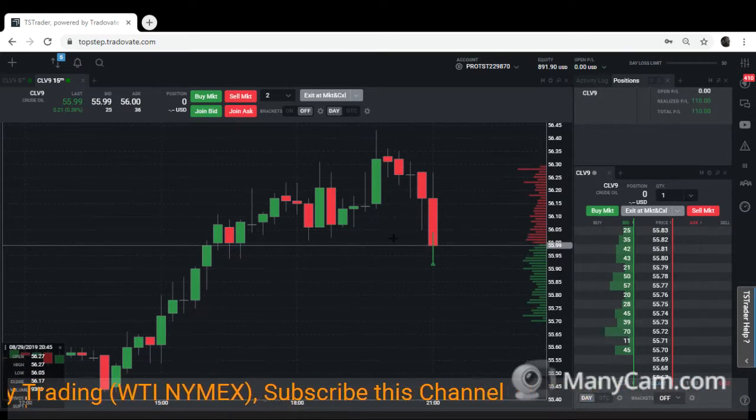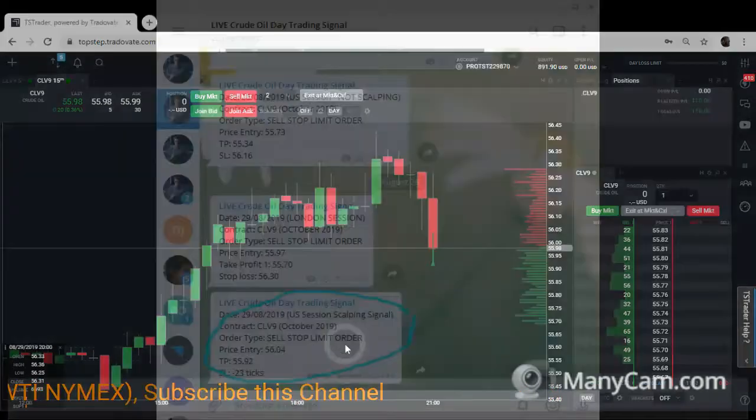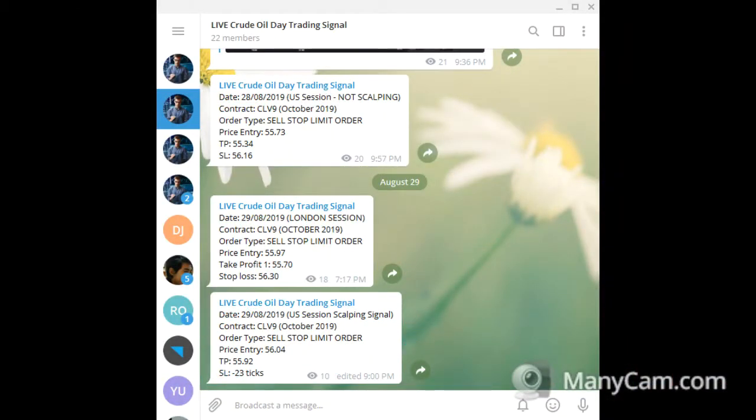Second TP should also be from my London session strategy. There's a signal, also a short sell position at 55.97 with the target profit around 30 ticks. So I will have to wait, maybe for a reversal, because this signal from the London session is near to the US session already, but still valid for the short sell position.